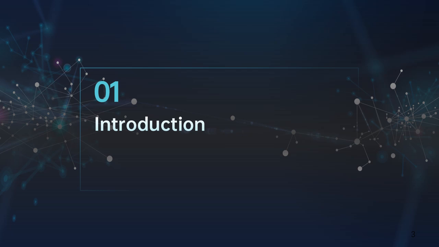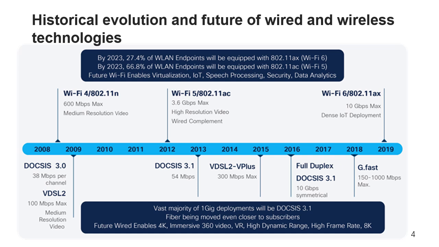For this part, let's first explore the evolution of wireless communication technologies. From this timeline chart, we can clearly observe the iterative upgrades of Wi-Fi standards.